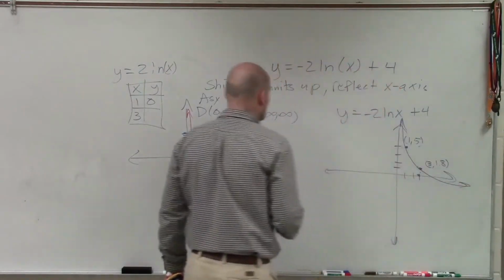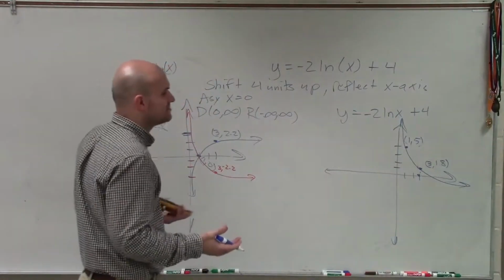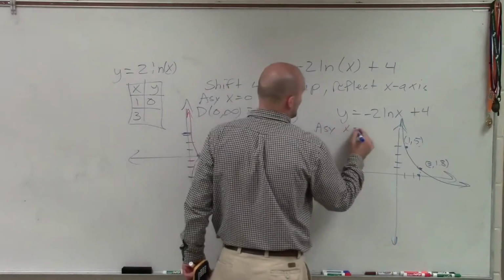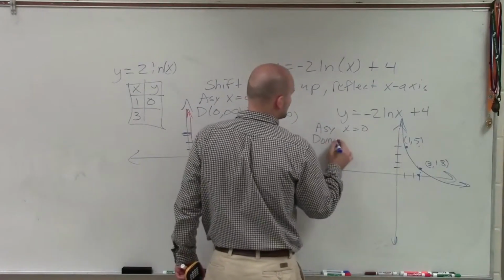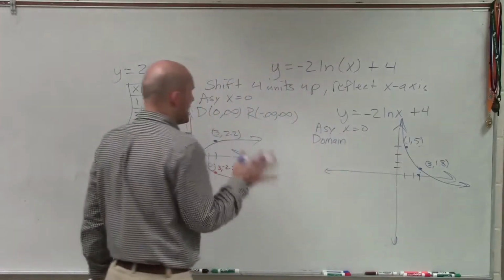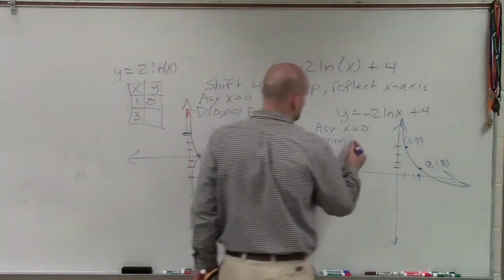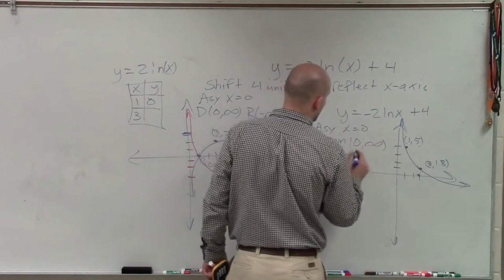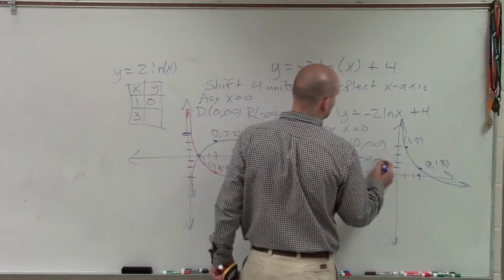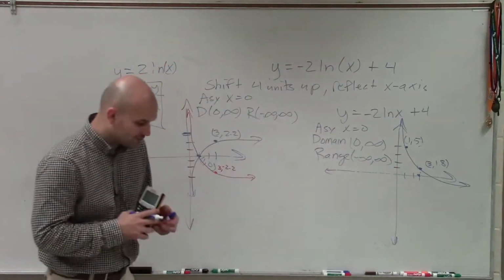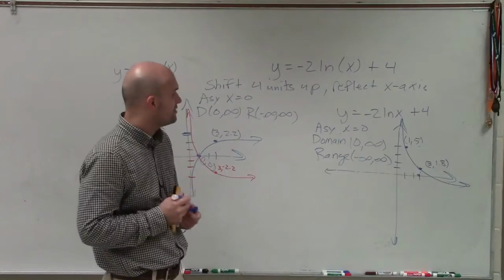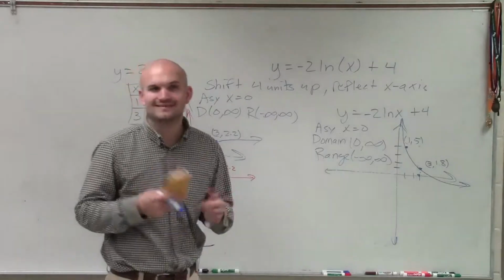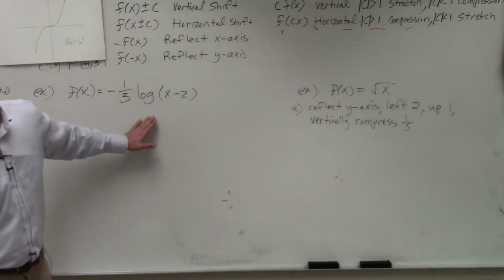All right? So now I need to go and take a look at it and see, well, what exactly is my asymptote? Well, my asymptote hasn't changed, so my asymptote is x equals 0. My domain, just with the reflection over the x-axis, is not going to change. So my domain is still from 0 to infinity, and my range is now also going to be from negative infinity to infinity. So there you go, ladies and gentlemen. That's how you graph a natural logarithmic equation when you have a reflection over the x-axis and a vertical shift.